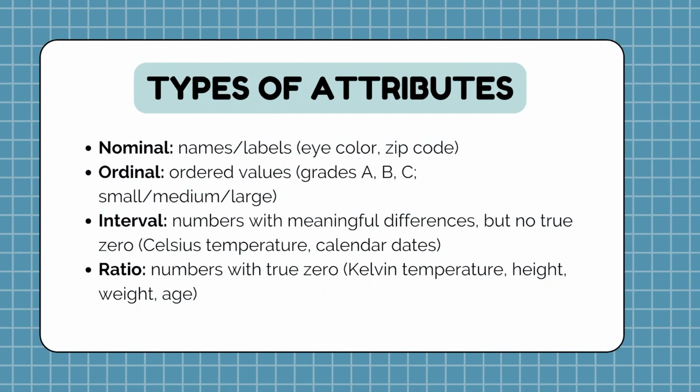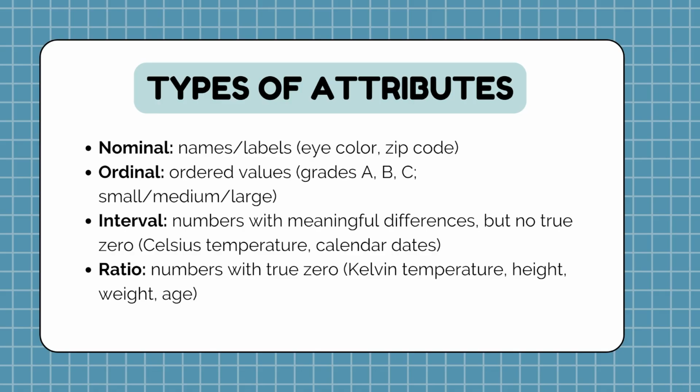Moving to the next slide, types of attributes. There are four main types of attributes, which are nominal, ordinal, interval, and ratio. Nominal are labels or names, for example, eye color: blue, green, brown, or ID numbers. They just tell things apart, but there's no order or size. While ordinal have an order, for example, grade A, B, C, or levels like small, medium, large. You can tell which is higher, but you can't say exactly how much higher.